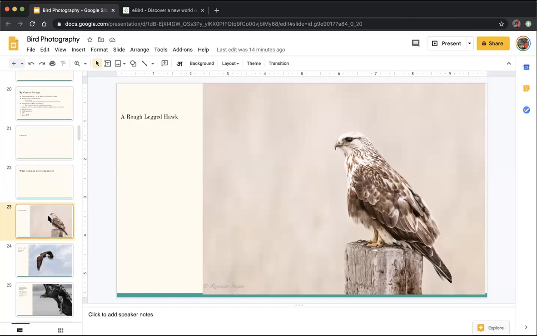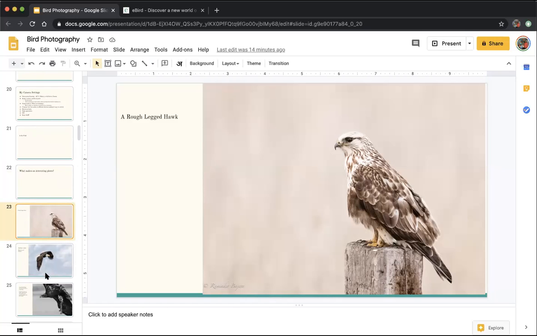For me, on that trip, this is the first time I was seeing this bird, and I was very thrilled to see it. It's a rough-legged hawk and it's found in open areas, but it's not that often seen. It doesn't come close to where humans are a lot.